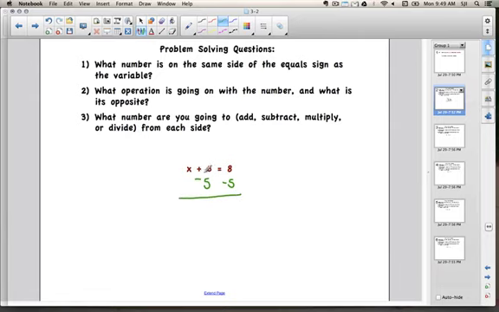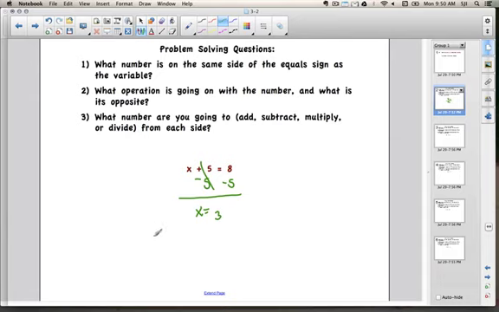Well, positive 5 minus 5 ends up canceling out. That ends up being 0, which is exactly what we want to happen. So I'm going to cross those out. And the only thing left on this side of the equal sign is the x. So I'm going to bring it right down. Then I'm going to bring the equal sign down. And then I'm going to go 8 minus 5. 8 minus 5 is 3. That means in our equation, x has to be equal to 3.